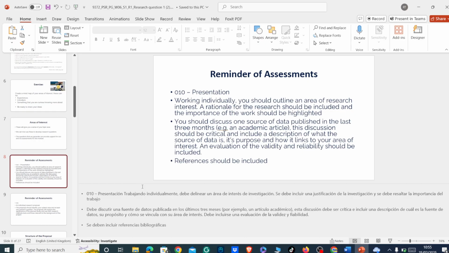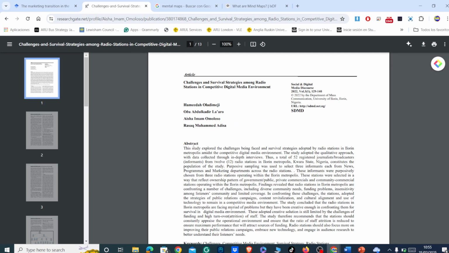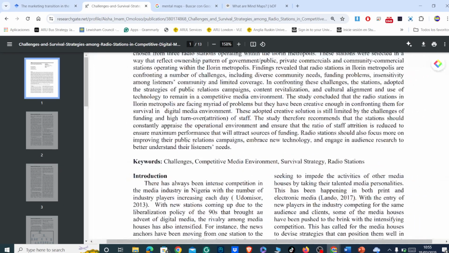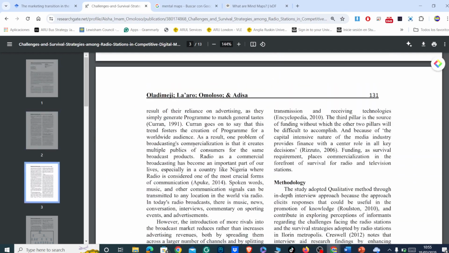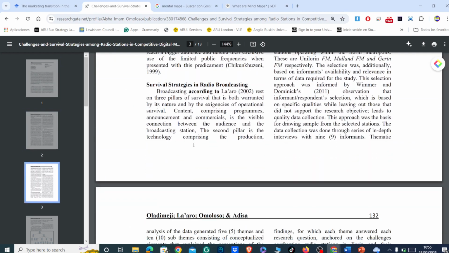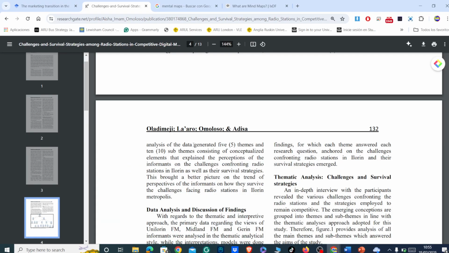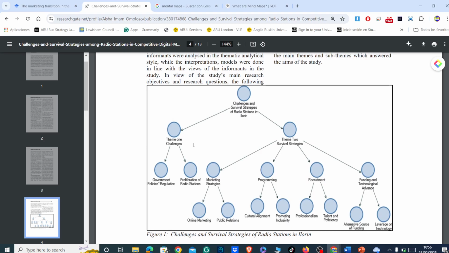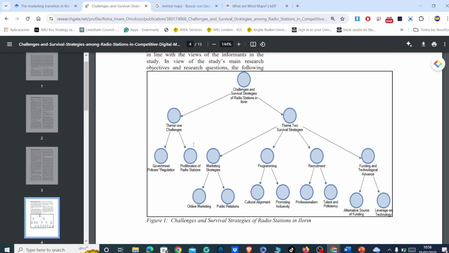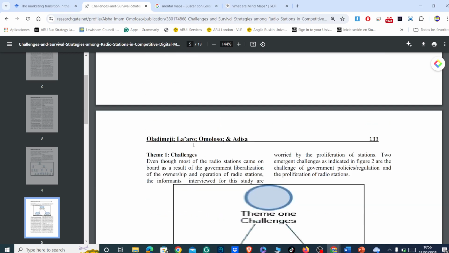You need to critique. So that means not just describing, although you do need to tell me about the paper, what it's done, why it was there. I'm really thinking about, well, how did they collect the data? Was that appropriate? Is there a better way of doing it? How does it link to your area of interest? And key, evaluation of the validity and the reliability.